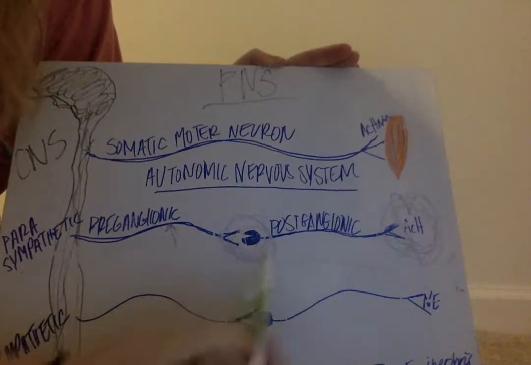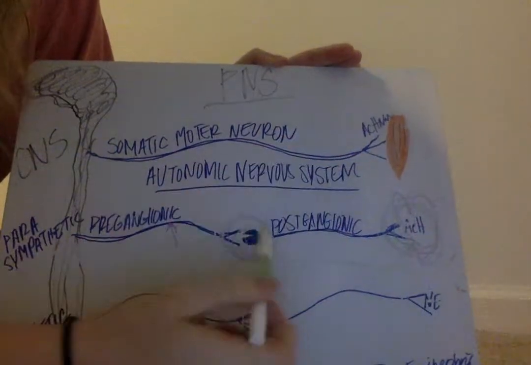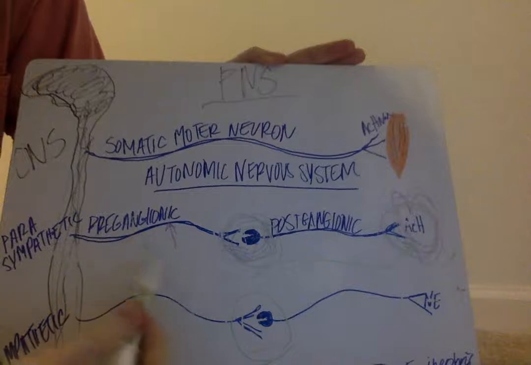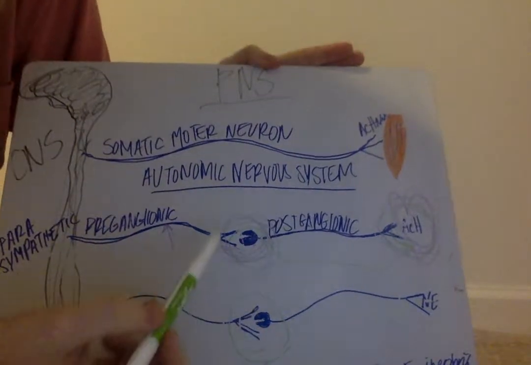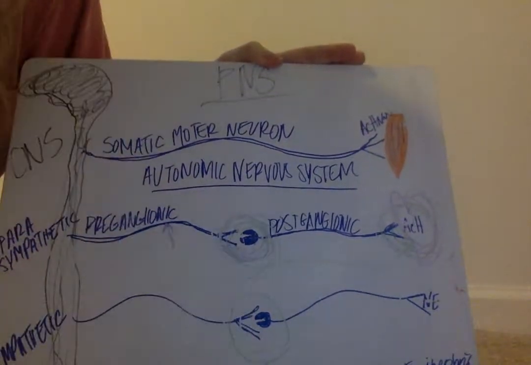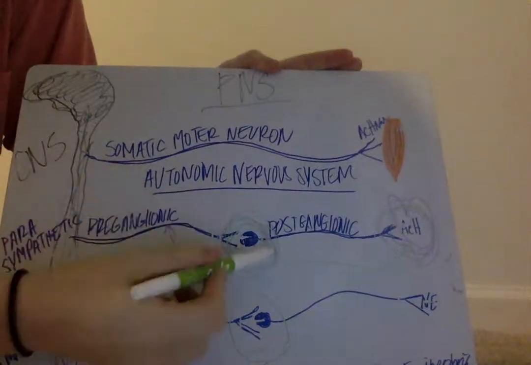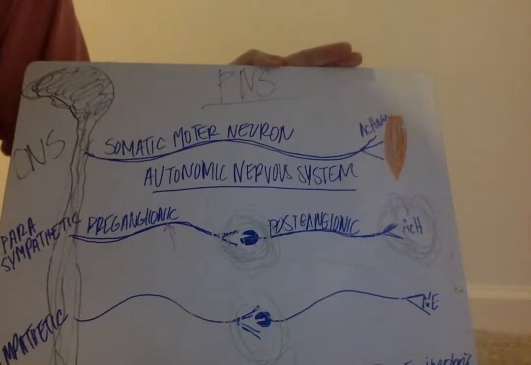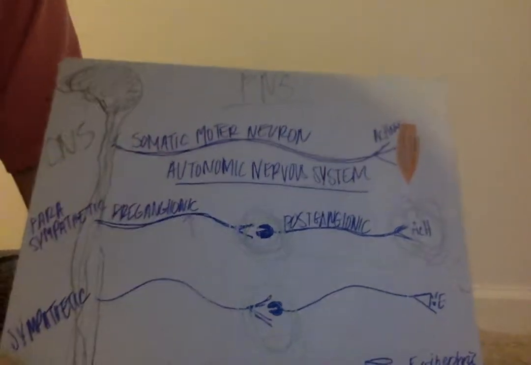So these are both cholinergic because they both use acetylcholine as their neurotransmitter. Anywhere that you see a preganglionic and postganglionic neuron synapsing, acetylcholine is the transmitter. So these are all going to be cholinergic. Okay, on to the next one.